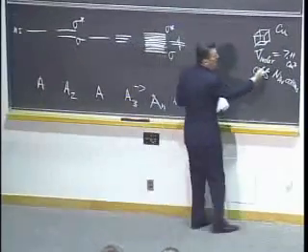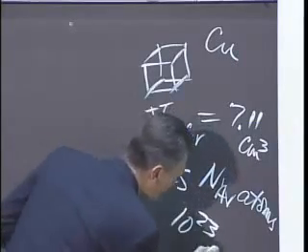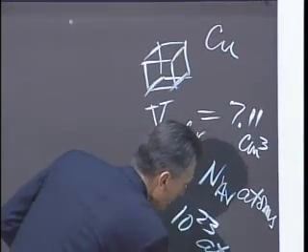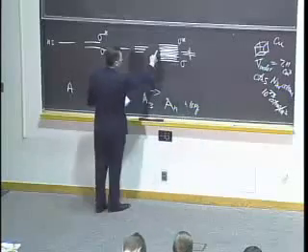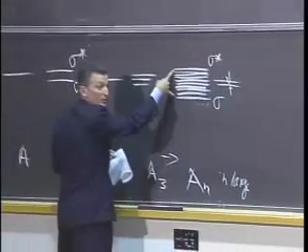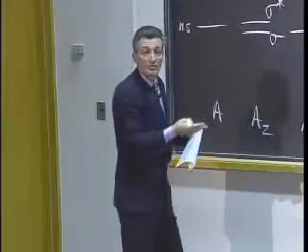If I go 1 cubic centimeter, it's roughly 10 to the 23 atoms per centimeter cubed. So that means I'm going to have 10 to the 23 states here. And what's this energy difference? It's on the order of some tens of electron volts.